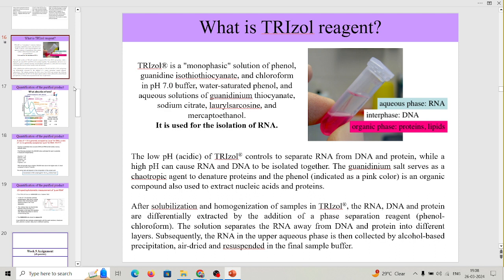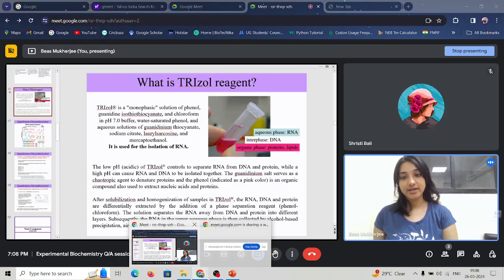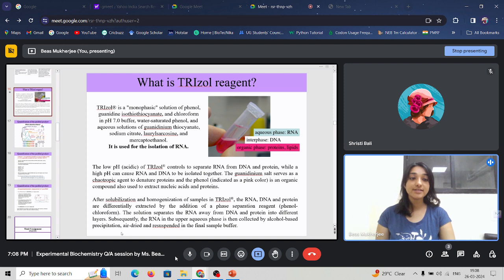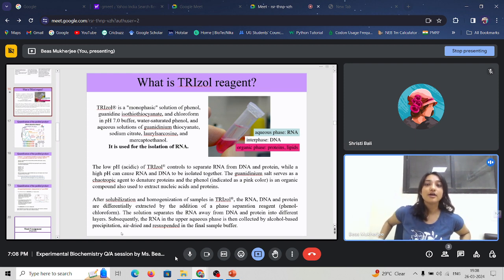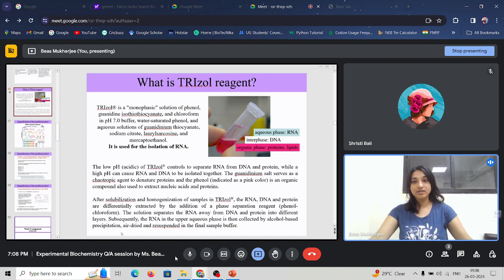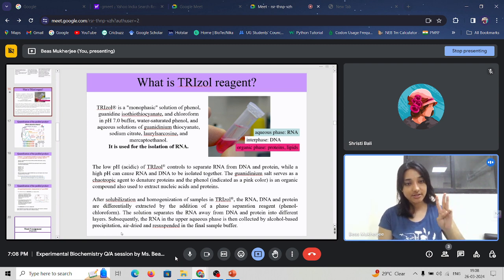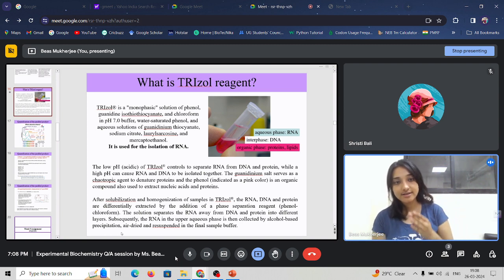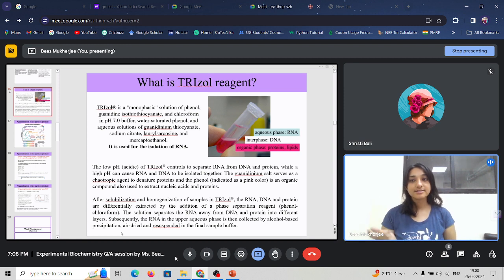So what is trizol? Trizol is an agent which is used for isolation of RNA, right? So what is there in trizol? Trizol is basically having three components, and that is why it is called trizol, right? So what are the three components of trizol? It is having phenol, it is having chloroform, and it is having GITC. These are the three components of trizol. Now besides that, it is having a pH of 7, and it is having also other salts like sodium citrate, lauryl sarcosine, and mercaptoethanol. This is basically used for the isolation of RNA.